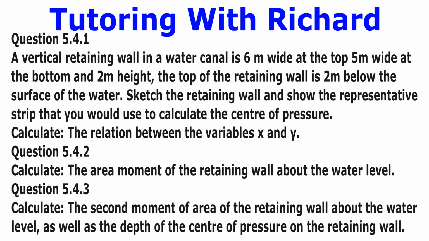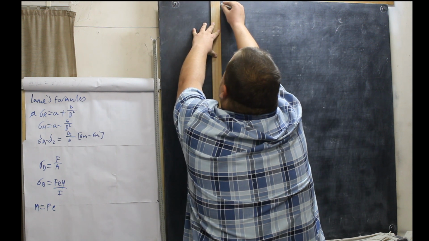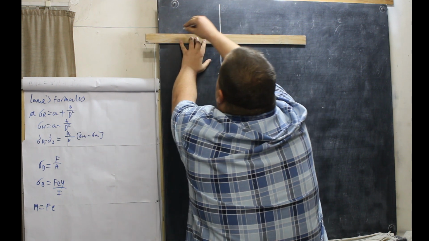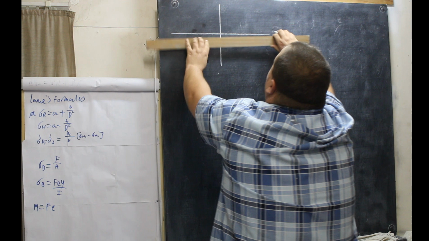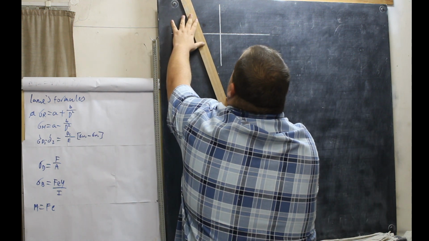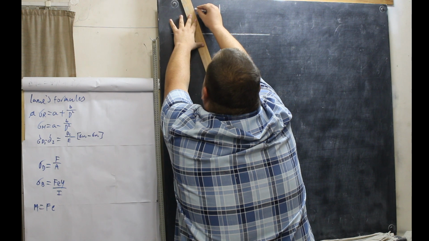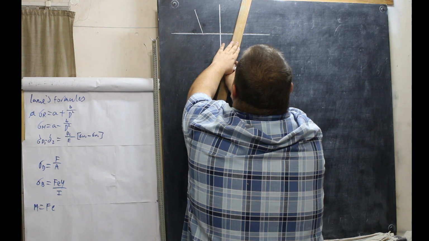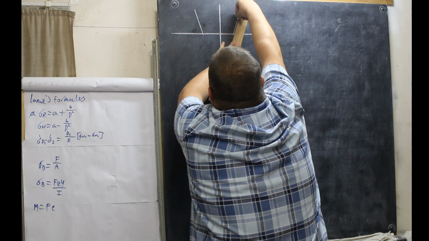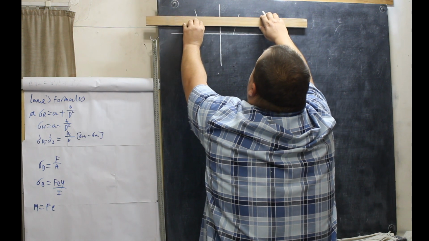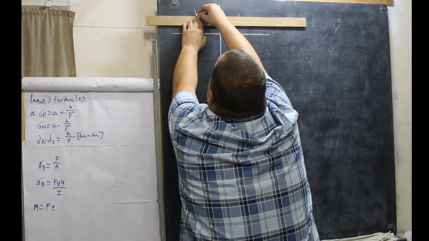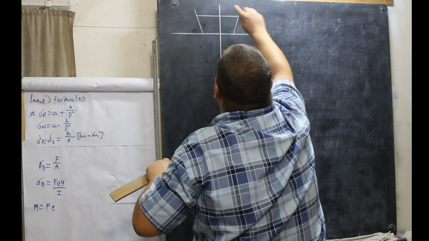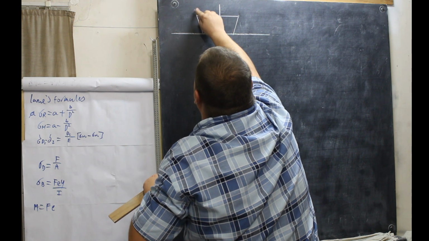Okay, so first thing we need to do is make our retaining wall. It is 5 meters wide at the bottom and 6 meters wide at the top. So if it's directly in half, it will be right here. It will be directly here.